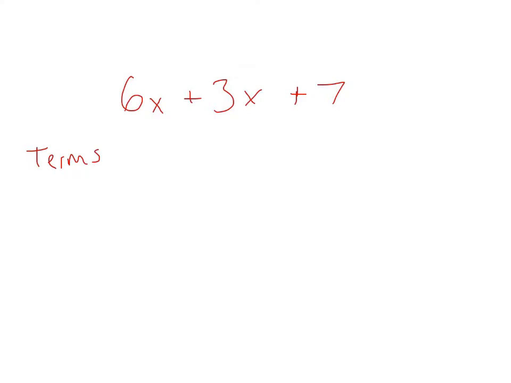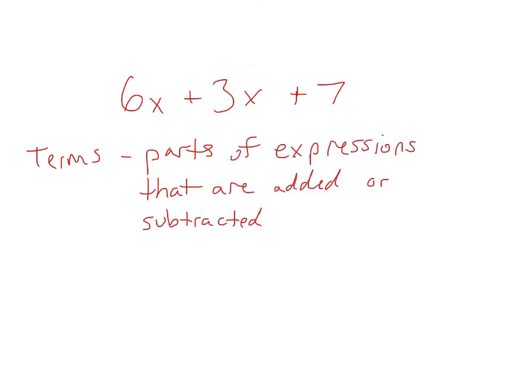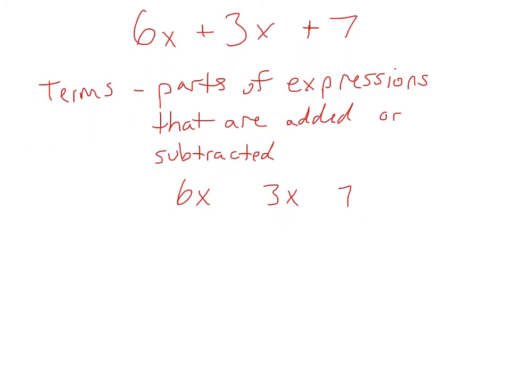Okay, so terms. Parts of expressions. So there you go. The parts of expressions that are added or subtracted. So in this case, what are the terms? Well, in an expression, everything is actually a term. So 6x is a term, 3x is a term, and 7 is a term. They're all terms. Okay. So what else do I have, though?